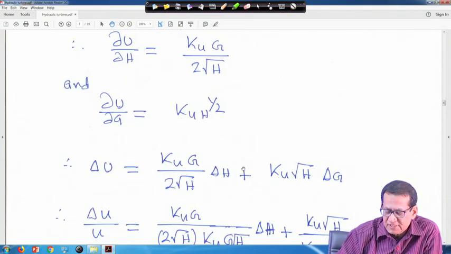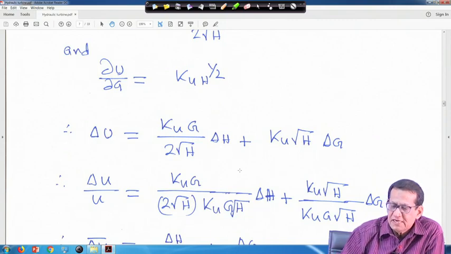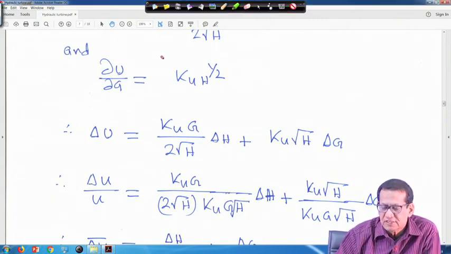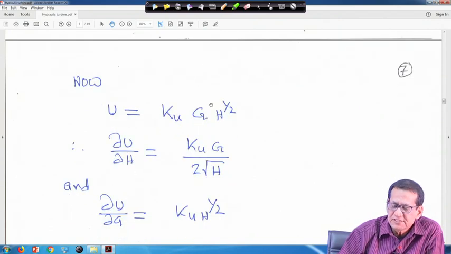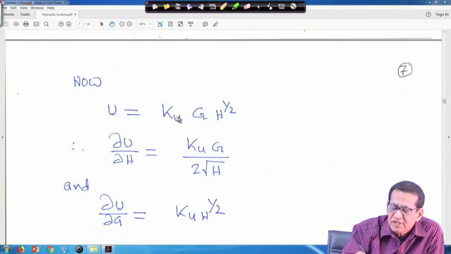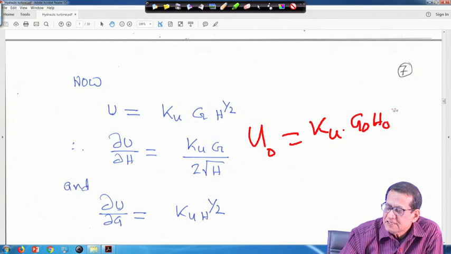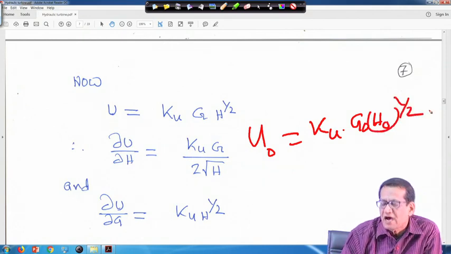Therefore, delta u, now, just hold on, if you come back to this equation, that u is equal to ku g root h, therefore u 0 can then be ku, this is a constant, then it will be g 0, then h 0 to the power half, right.